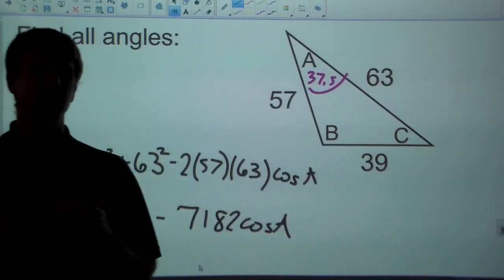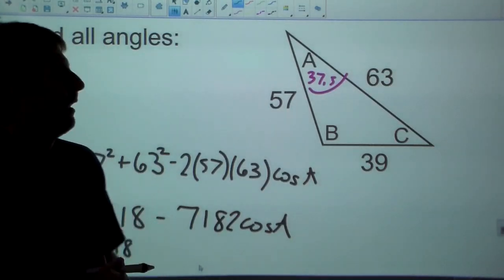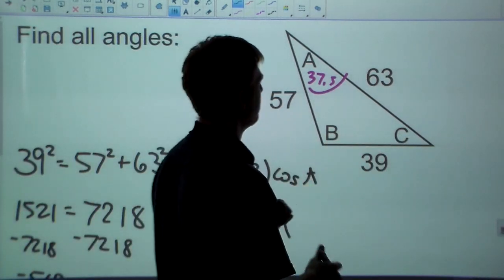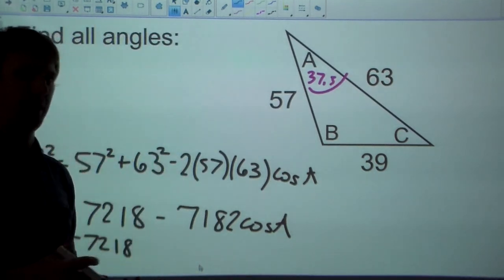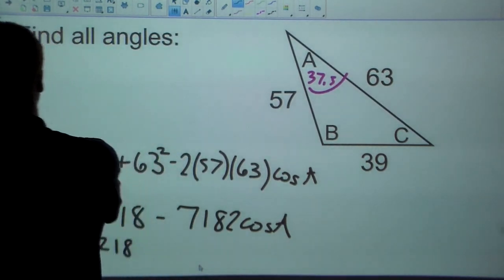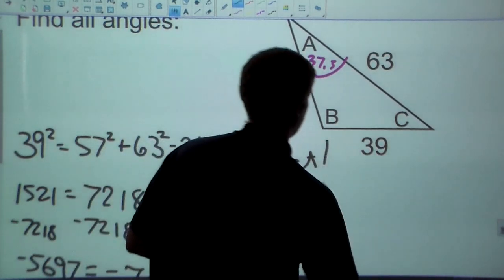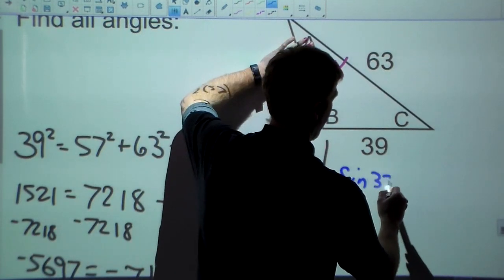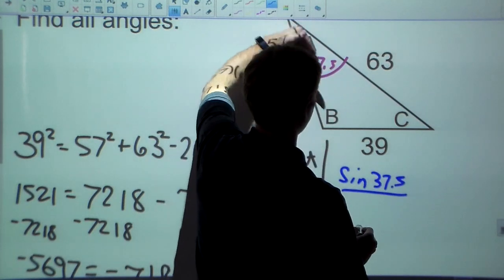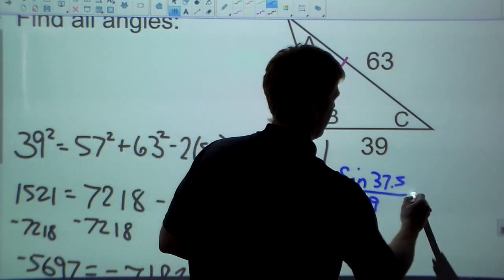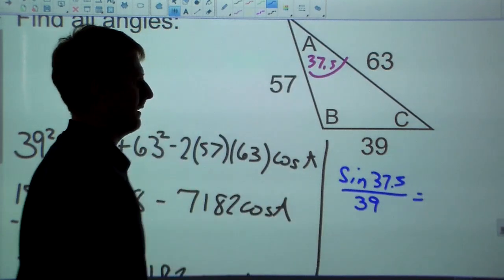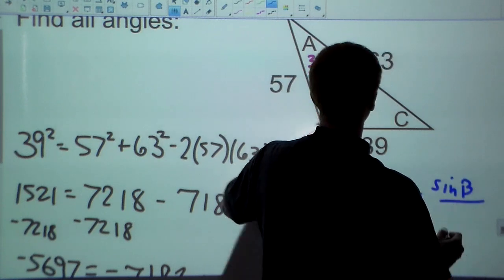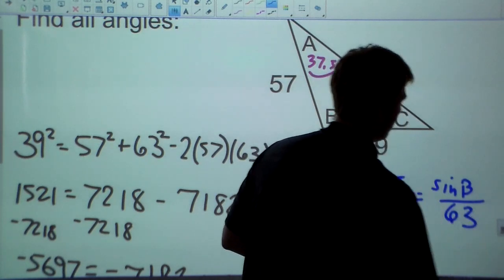Now, at the beginning I said if you can use law of sines, use it, it's easier. And now we're in a position where we can. We need to find these other two angles, but we certainly have enough information now to use law of sines. So I'm going to start with the angle I just found. I'm going to do it in a different color so it stands out a little bit. Sine 37.5. Now, it kind of locks me in because I've got to use 39 underneath it. And B kind of makes sense to be the next thing to find, so sine of B, and 63 is across from it.